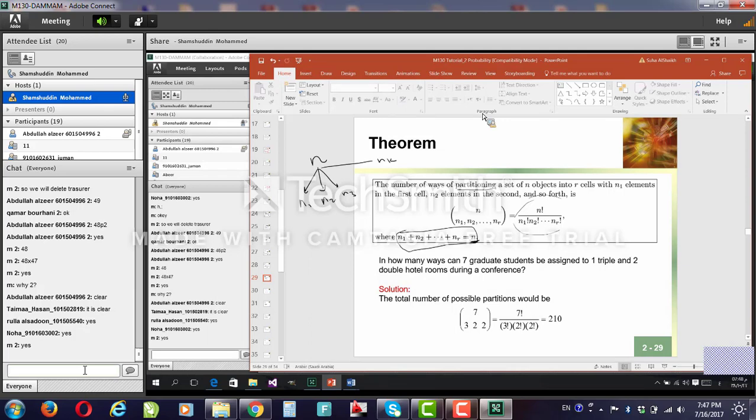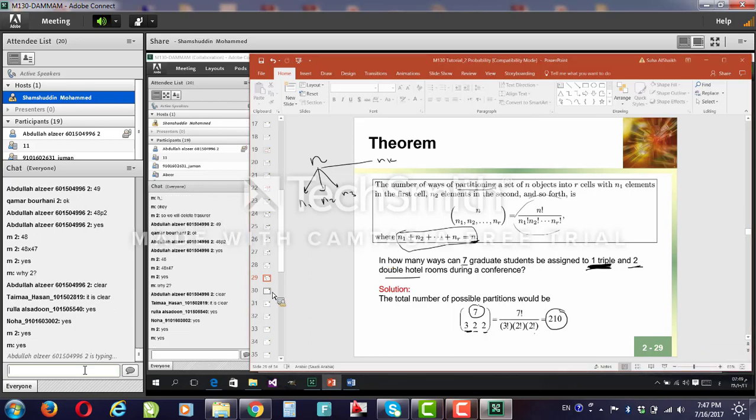Example, you will get this in the example. In how many ways can 7 graduate students be assigned to 1 triple room, meaning 3 people in a room, and 2 double rooms, meaning 2 people each? So it is factorial 7 over factorial 3, factorial 2, factorial 2, which is 210. Clear?